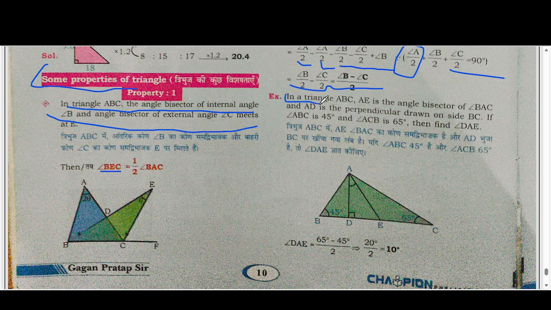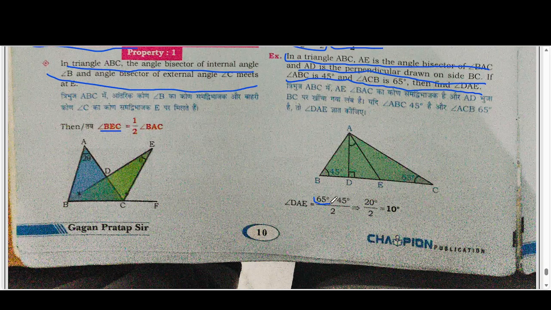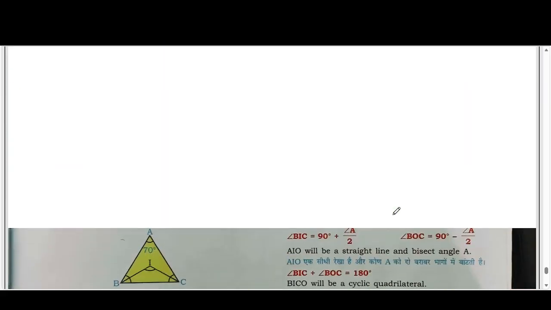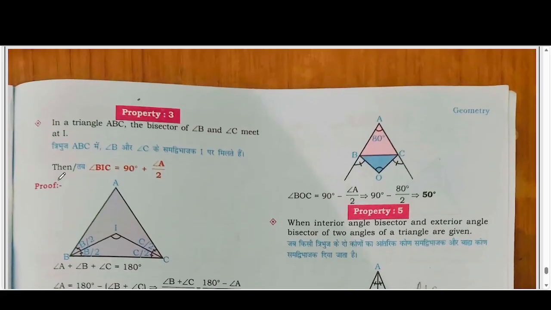In triangle ABC, AE is the angle bisector and AD is the perpendicular drawn on side BC. If angle ABC is 45 degrees and angle ACB is 65 degrees, then find angle DAE. It is very easy. DAE is (65 minus 45) divided by 2, and 20 by 2 is 10 degrees. Move on to the next page.